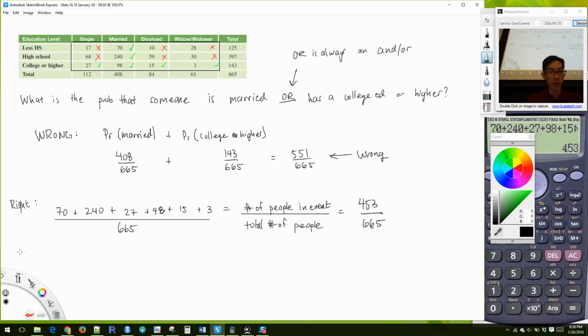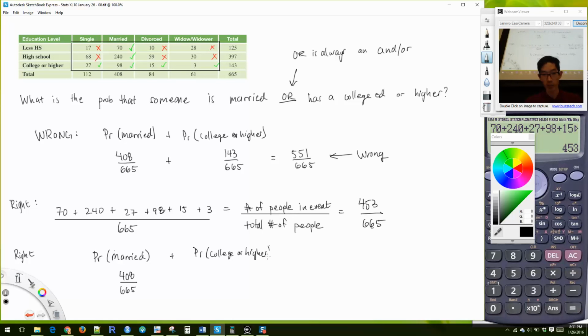Another way to do this is we can take these numbers: what is the probability that someone is married? That's 408 over 665, plus what is the probability that someone has a college education or higher?